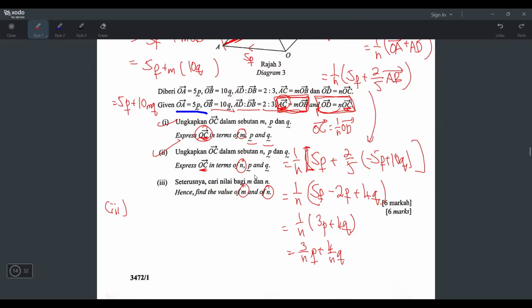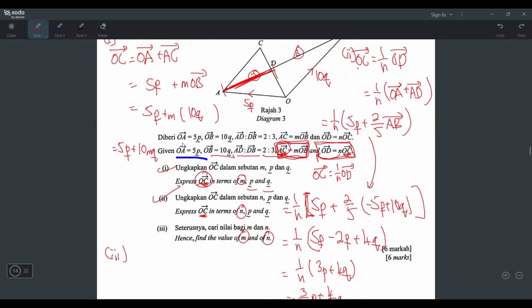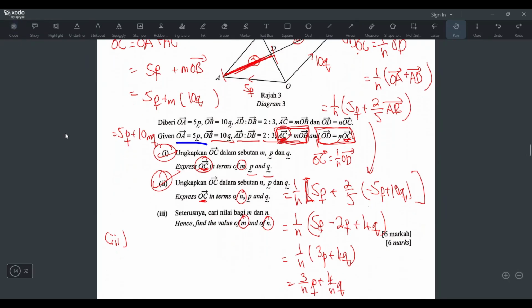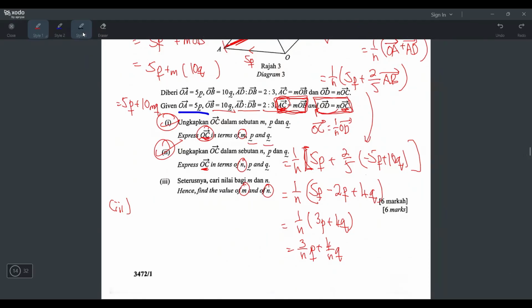This is easy. Okay, if you want to find M and N, what you have to do is, you remember just now for question 1, you already found vector OC in terms of M, P, Q. And then second question just now, you already found OC in terms of N, P, Q, right? So in order to find M and N, you just have to compare number 1 answer and number 2 answer. You can take the number 1 answer and number 2 answer and equate them. Okay, this is the number 1 answer. This is the number 2 answer. And why can both of these be equal? Because they are both vector OC.